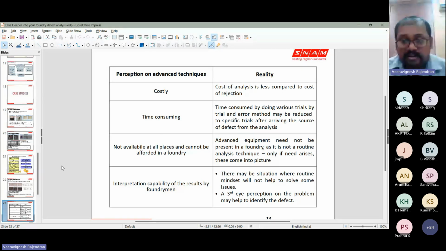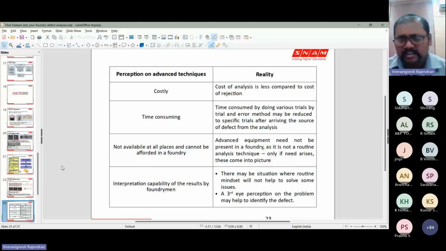Cost of rejection is not just cost of rejection. It is the credibility of your name at the customer's place. Next time the customer might not believe you and might not give you a repeat order. That is more costly than the cost of a training or the cost of an analysis. People think that it is time consuming.